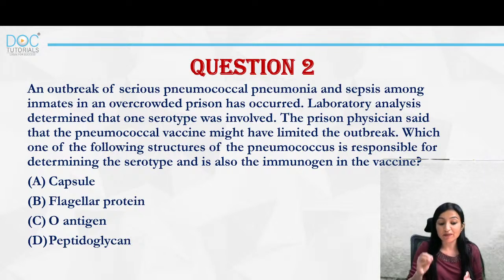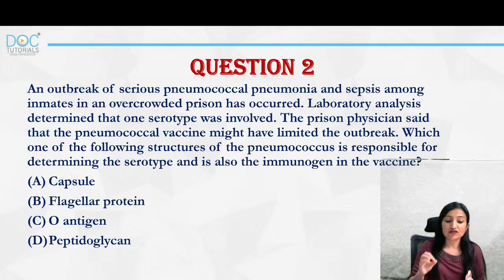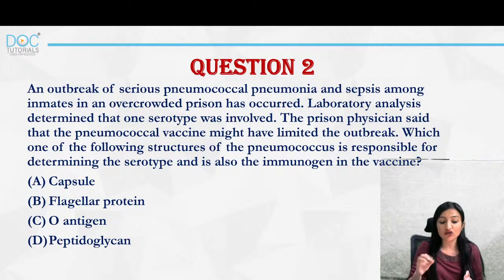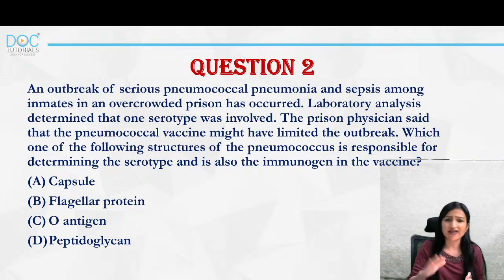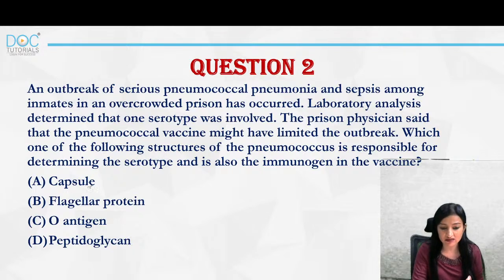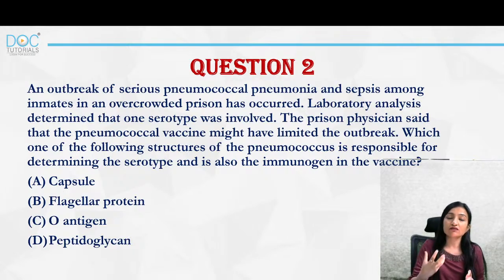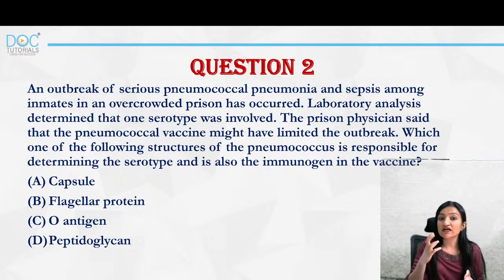Now option D, peptidoglycan. Peptidoglycan also is not the answer over here, because peptidoglycan structure is the same in all bacteria, with slight differences in gram-positive and gram-negative organisms. All right, now the culprit in this case is the capsule, because we know the organisms which possess a capsule are very difficult to be phagocytosed by our phagocytes like neutrophils and macrophages.